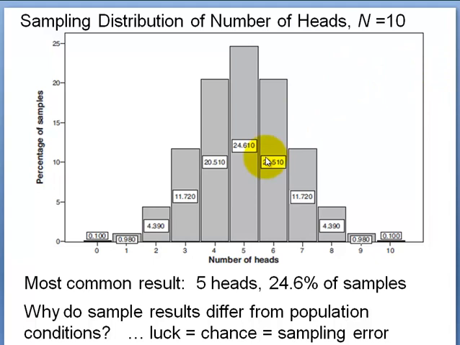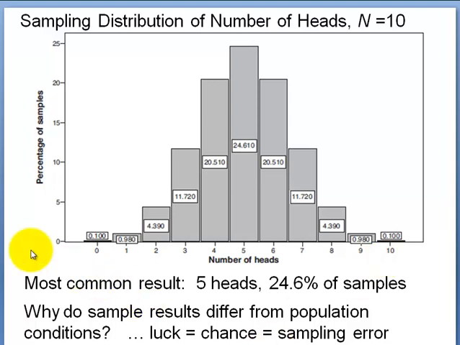And you can see that the most common result would be 5 heads, and we would obtain 5 heads in almost 25% of our random samples. The least common results would be 0 heads and 1 head, and we would obtain such results in just about 1 in every 1,000 random samples that we would carry out.